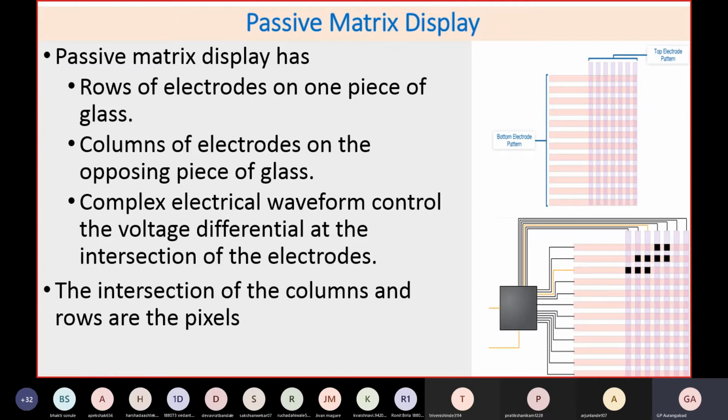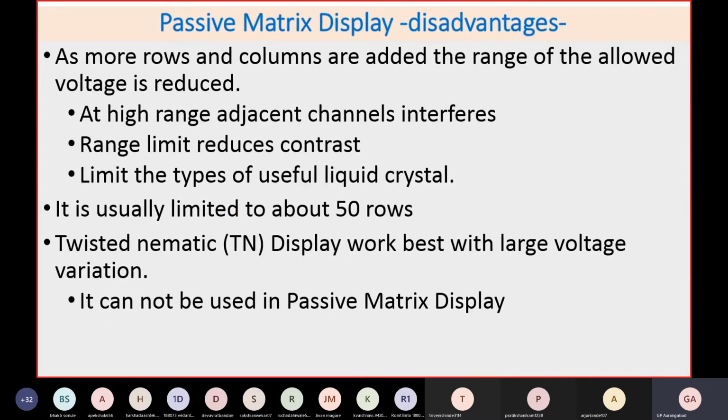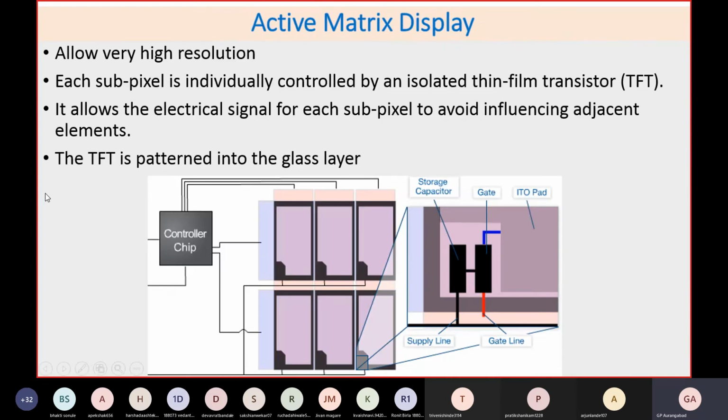It is normally used for a low cost display. If you have a high cost display, then normally we use, sorry, an active matrix display. In this active matrix display, each pixel is organized with a capacitor, gate line voltage and supply voltage. This is the construction of one pixel, and its lighting is controlled by a controller chip, which controls the thin film transistor, that is TFT.